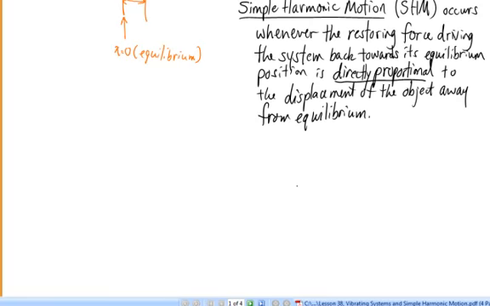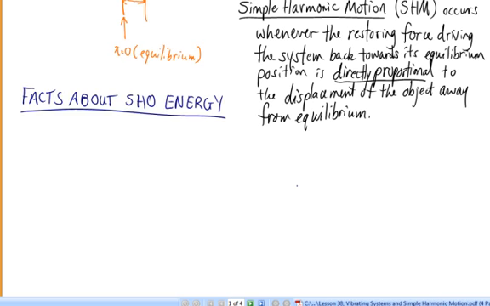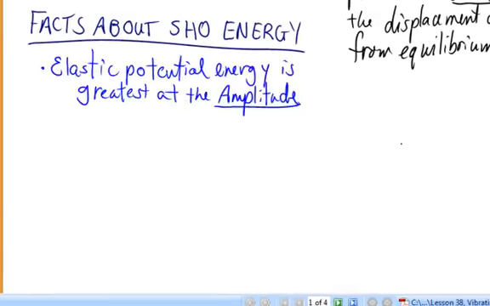So let's write down some facts about energy in the simple harmonic oscillator. SHO in this context means simple harmonic oscillator. Where is the elastic potential energy of the simple harmonic oscillator the greatest? Well, that's going to be where the spring is compressed the most or is stretched the most. And that's going to be at the amplitude. At the amplitude, the simple harmonic oscillator comes to a stop for just a brief instant in time before it turns around and moves in the opposite direction.